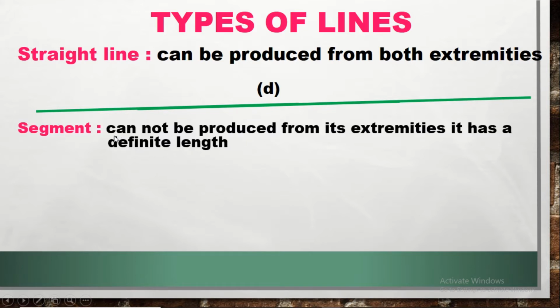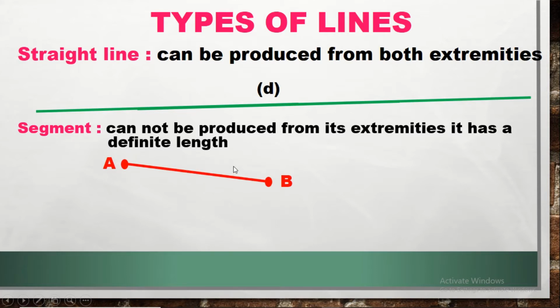The second type of lines is the segment. The segment is limited between 2 points. As you see here, it's limited between points A and B. We can neither produce it from extremity at A nor from B. That's why we call it a segment. Segments have definite length. Their length is constant since they cannot be produced.